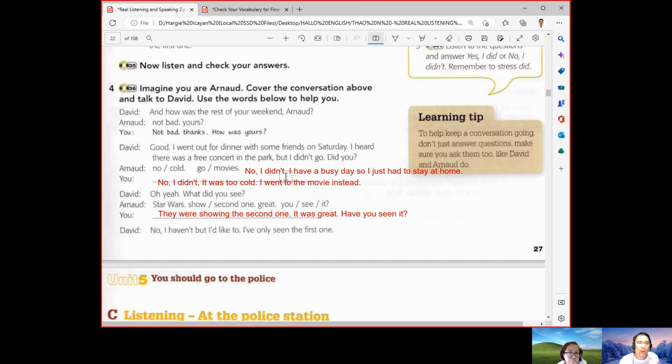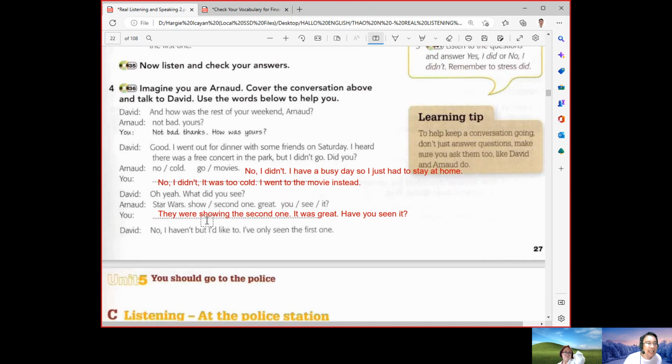Instead of telling this one, we can also replace this one, right? If this one would be the reason why you didn't go, you can also say, no, I didn't. I have a busy day, so I just had to stay at home. You can say that one also.